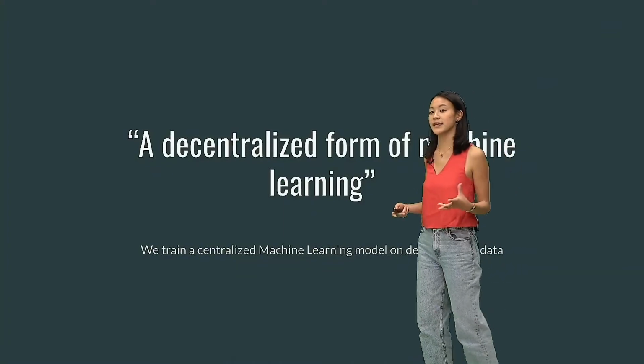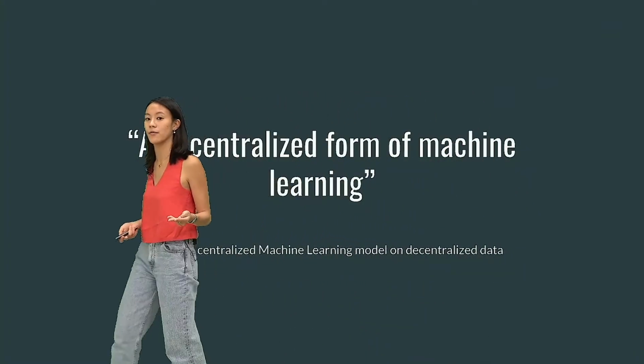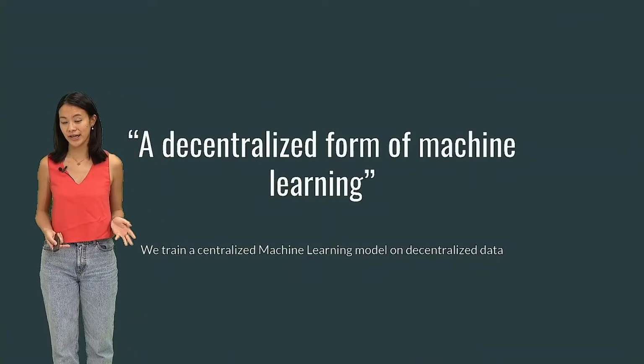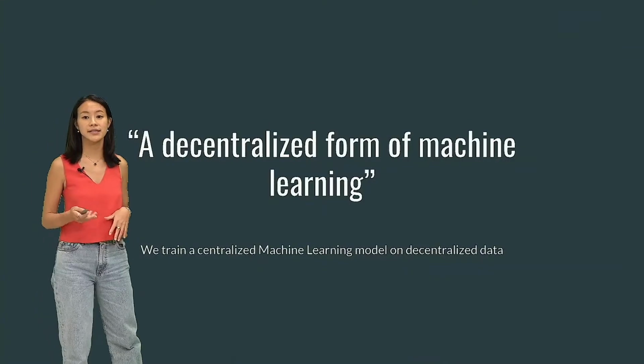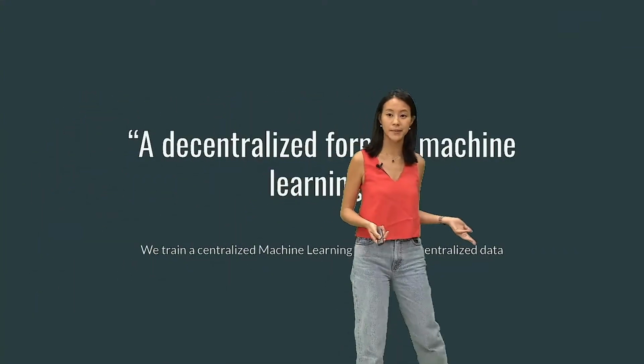So just before we get to that, I'm going to give you a formal summary, in my opinion, of what federated learning is. It is a decentralized form of machine learning. So we train a centralized machine learning model on decentralized data, as we were seeing before.